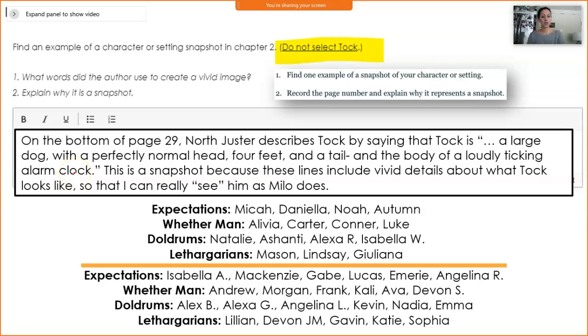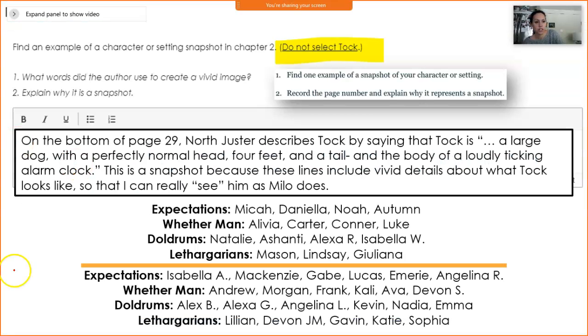On the bottom of page 29, Norton Juster describes talk by saying that talk is a large dog with a perfectly normal head, 4 feet and a tail, and the body of a loudly ticking alarm clock. This is a snapshot because these lines include vivid details about what talk looks like so that I can really see him as Milo does. Okay?